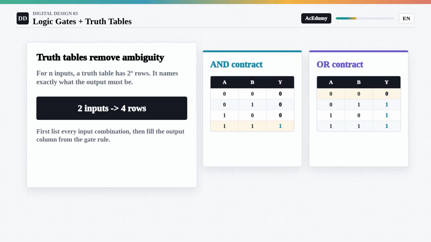A truth table is the contract for a gate or a whole combinational block. It lists every possible input combination and the output that must happen for each one. With two inputs, there are 4 rows: 0,0; 0,1; 1,0; and 1,1. For AND, only the last row gives 1. For OR, every row except 0,0 gives 1. When a diagram feels confusing, the truth table is the clean way to remove all ambiguity.